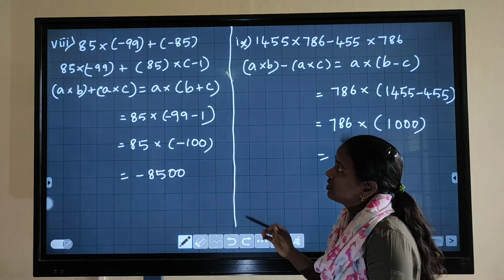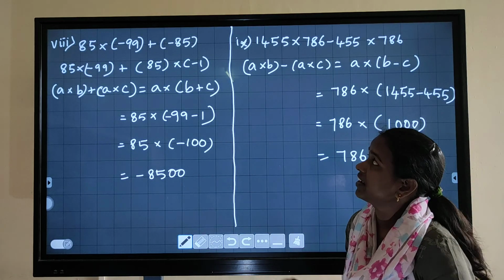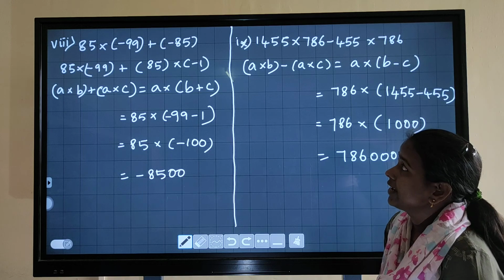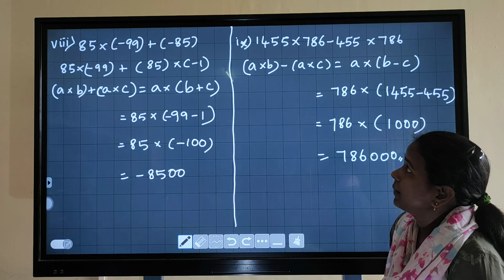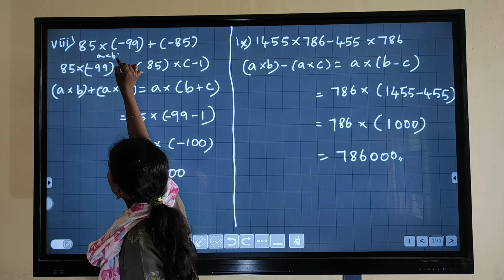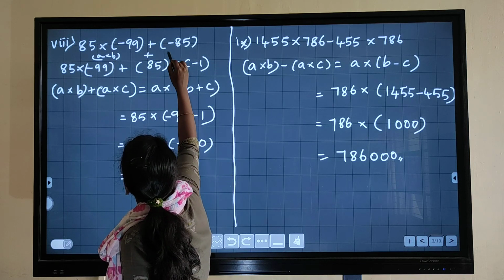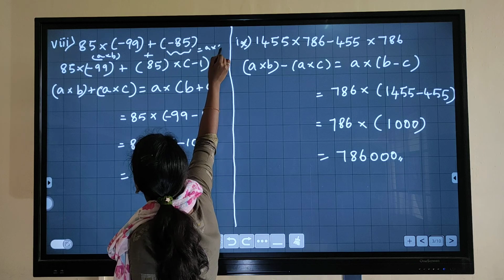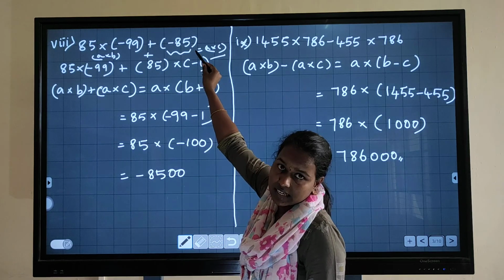So the next question is also the same as the previous question. 85 multiplied by minus 99 plus minus 85 is given. See, this one looks like A times B, plus this is equal to A times C. This A times C, A times minus 85 is given.